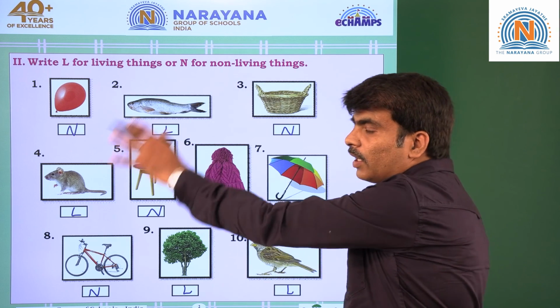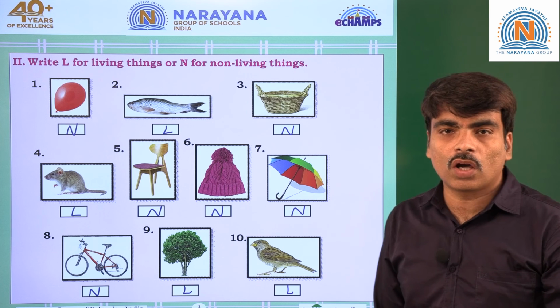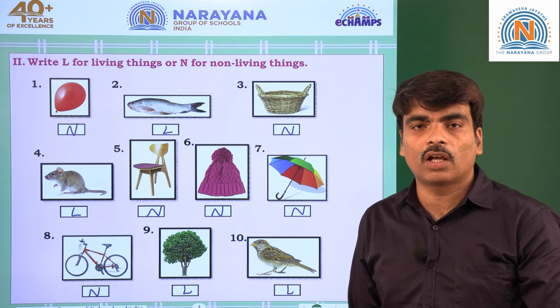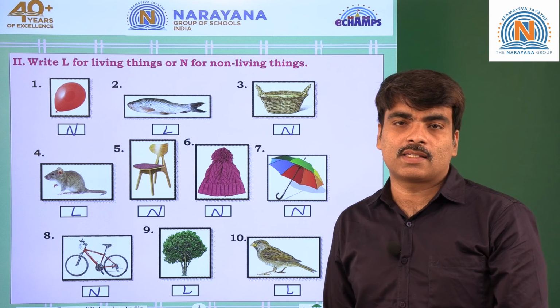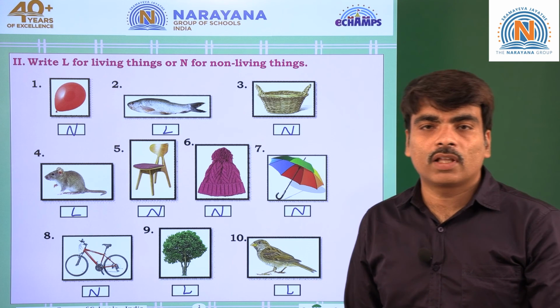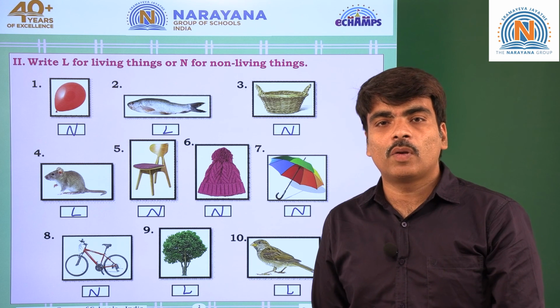So we have identified the living things and non-living things. You know how we identify a living thing and a non-living thing? How can we differentiate that? We have already discussed this in the earlier classes. Hope you have understood what living things and non-living things are, and we'll meet again.